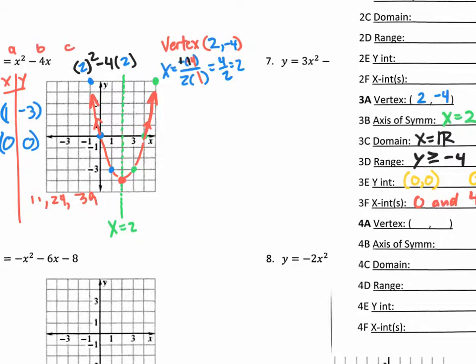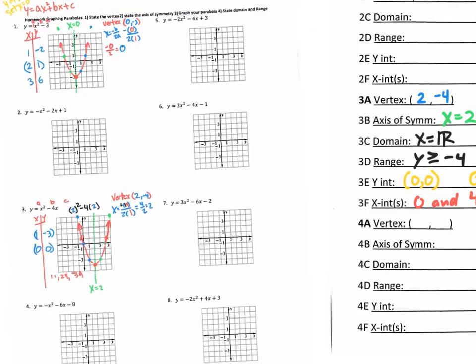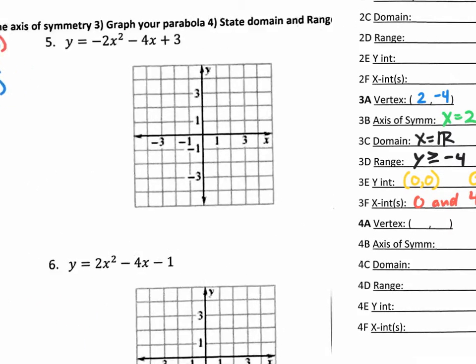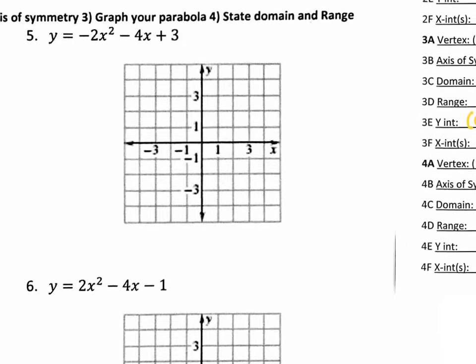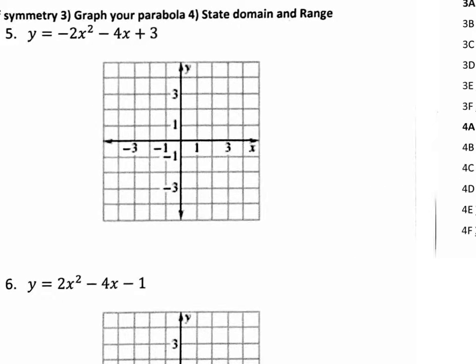Dang, this video is getting long. It's okay. Let's go to number 5. 5 has an A value that's not 1, so we can't use the pattern 1, 1, 2, 4, 3, 9. Let's jump right into it. Let's find the vertex.